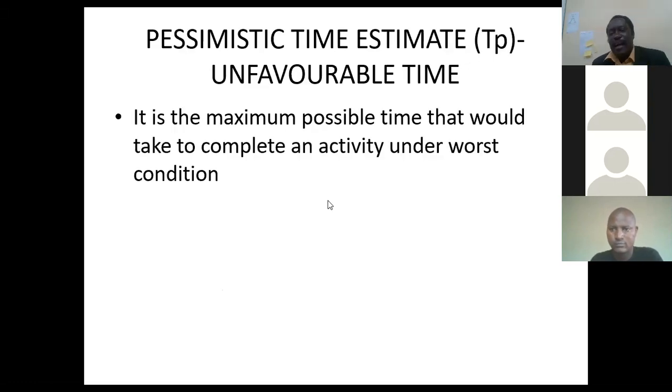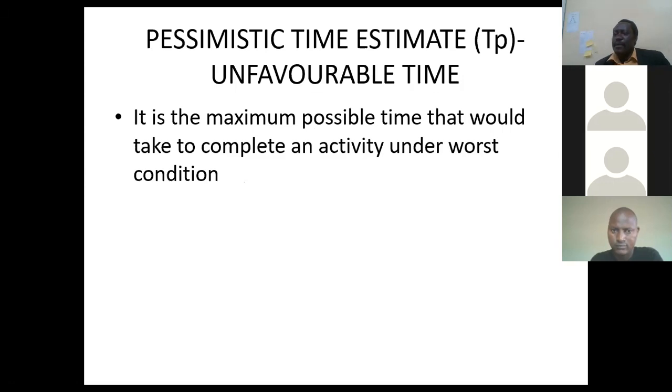You have the pessimistic time, the TP. This is unfavorable time. It is the maximum time it will take to complete an activity under the worst condition. So you have to plan: let's say it comes to the worst condition, what will be the scenario? How long can we finish under the worst scenario? Now, as a manager, you need to have probability in your mind when you are running a project. What will happen?